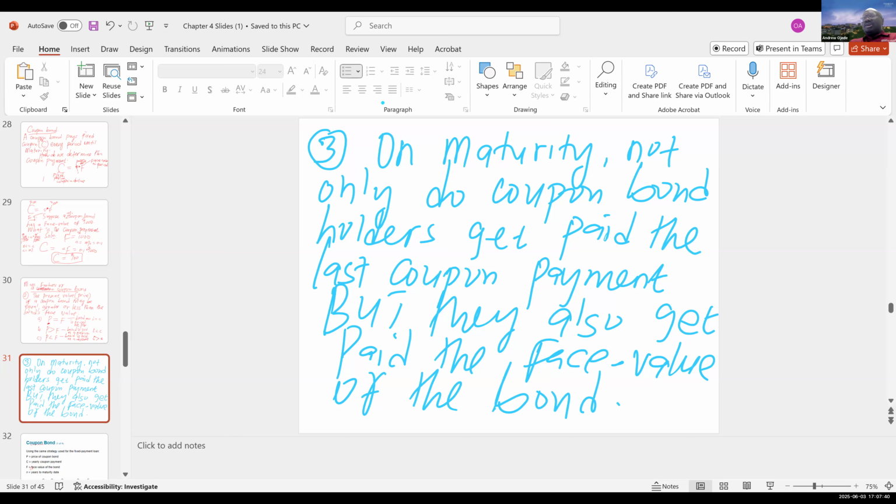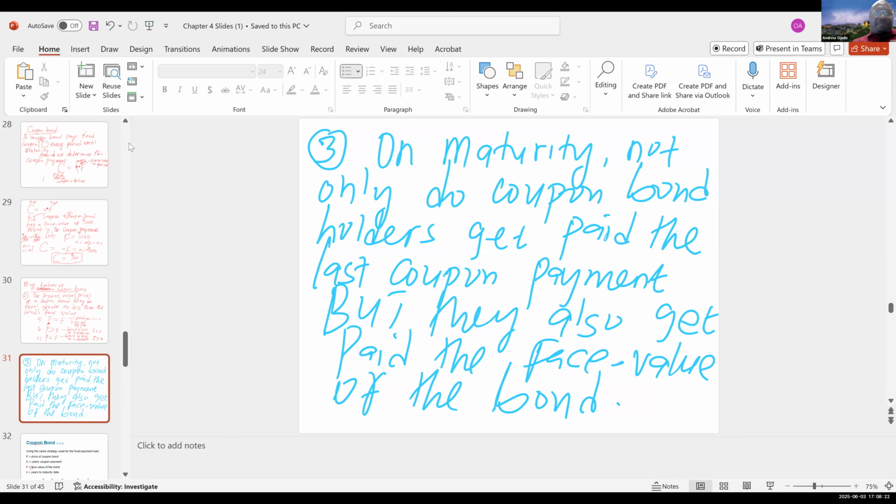So let's say you bought a $10,000 coupon bond, and the government says it matures in 10 years. That means every year, let's say the coupon payment is $1,000. You're going to be collecting $1,000, $1,000, $1,000 for 10 years. Whatever the face value, $2,000 or $5,000, not only are you going to be collecting the last coupon payment of $1,000, but you will also get the face value of $5,000 in year 10. That's true for coupon bonds.